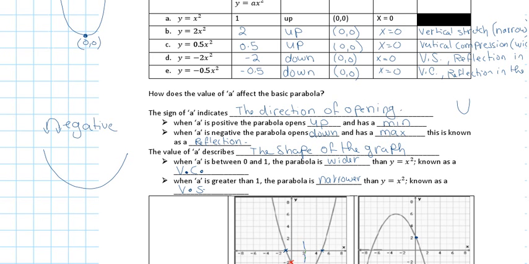Okay? Remember that the A value does not affect your vertex. We're going to look at what affects your vertex. So there's other things that are going to affect your vertex, and they're going to move things around. The A value is only going to affect if it's going to be narrower, wider, and the step pattern. We'll talk about that.